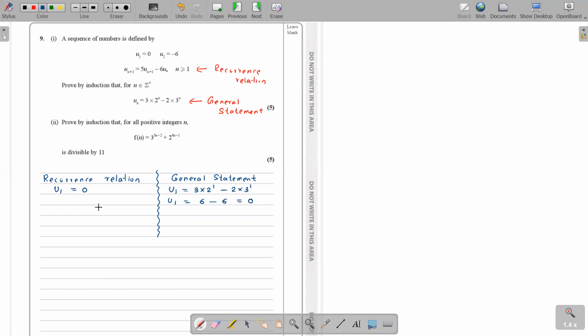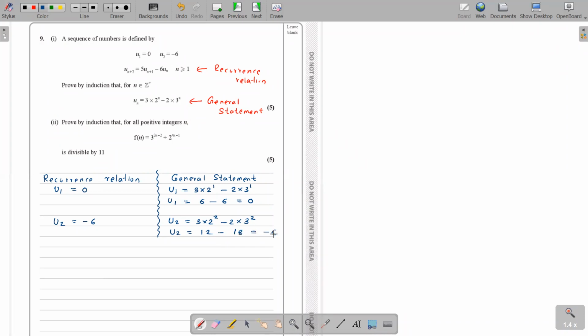Okay, next one. Let's try the second term. u1 is given, u2 is also given in the recurrence relation, right? u2 is minus 6. Check the general statement. So u2 will be what? 3 times 2 to the power 2 minus 2 times 3 to the power 2. Can I know the answer? 2 to the power 2 is 4, 4 times 3 is 12. 3 to the power 2 is 9, 9 times 2 is 18. The answer is minus 6, right?